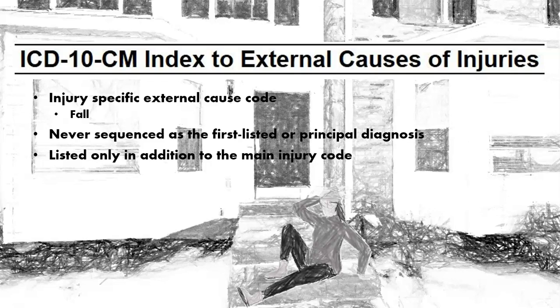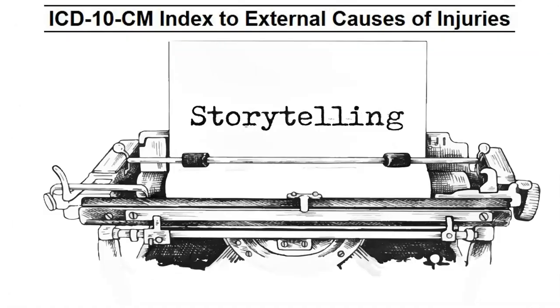Let's begin by covering an injury-specific external code. The code explains how the injury or health condition happened. In this case, the fall is the injury-specific external cause. Medical coders tell the story behind a patient's injury or health condition. These add-on codes let you assign as many external cause codes as necessary to explain the patient's condition to the fullest extent possible.